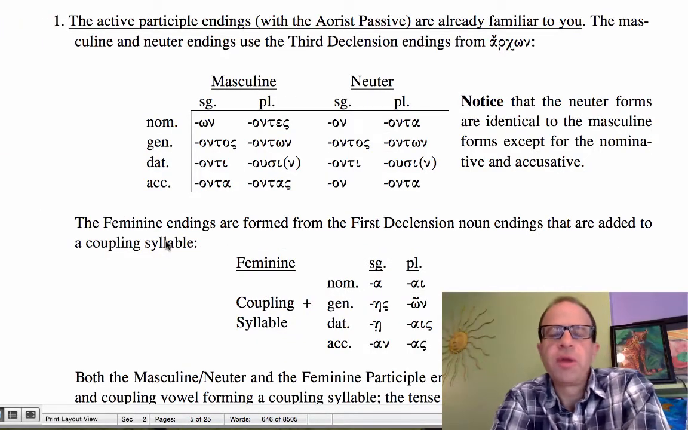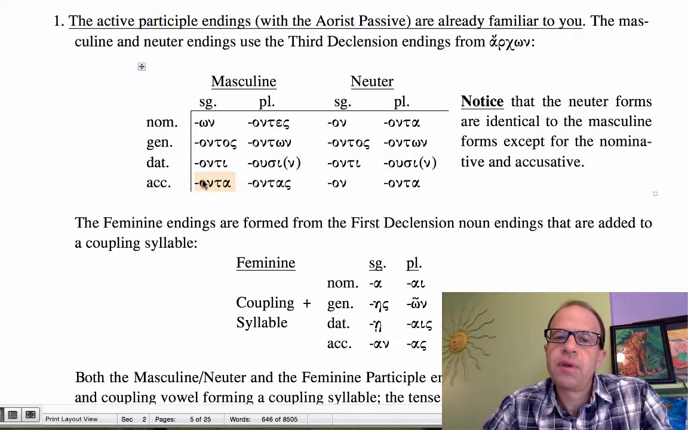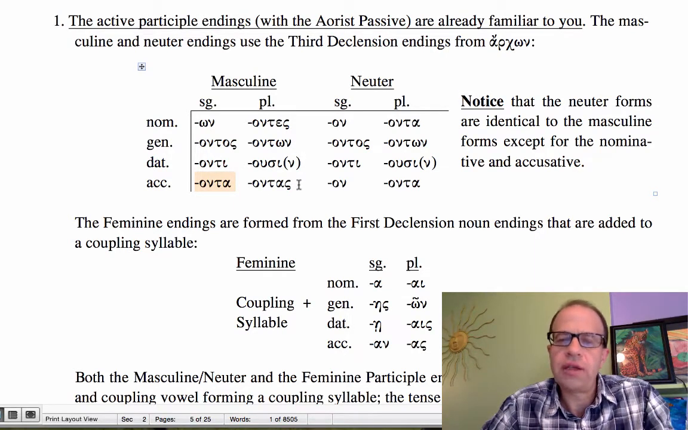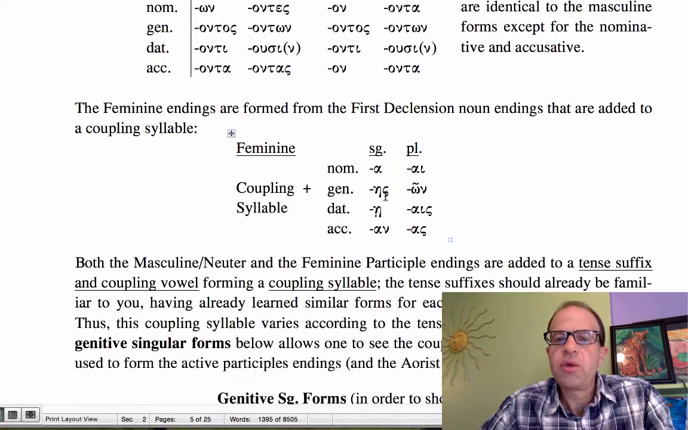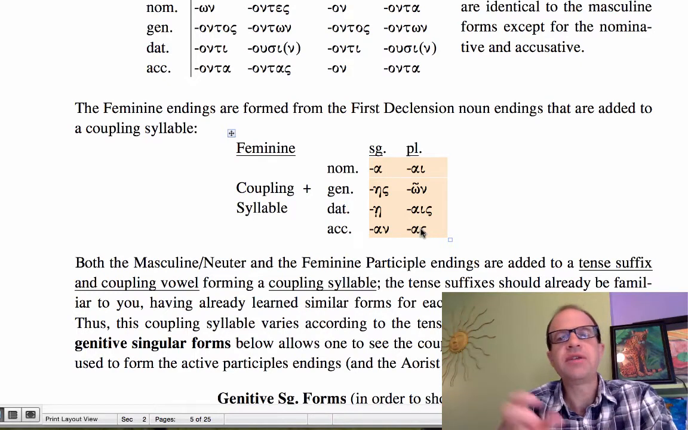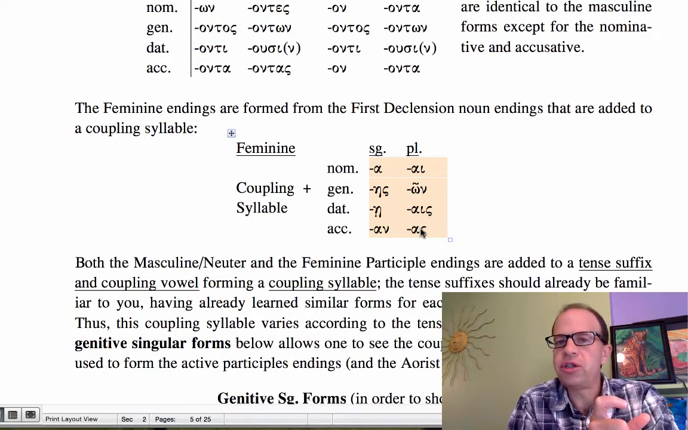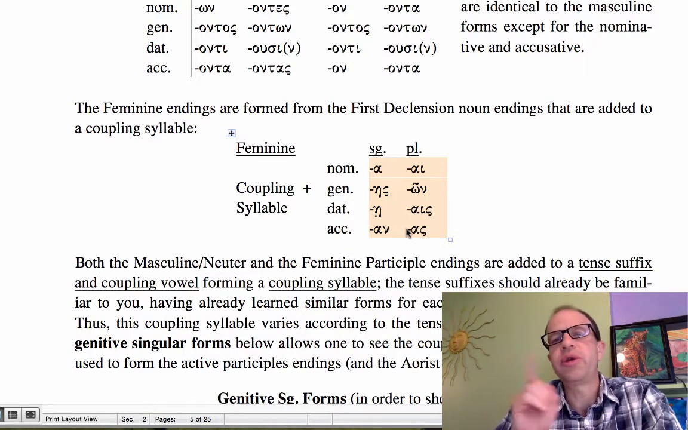Here are the active endings of the participle. Their third declension endings. On, ontos, onti, onta. So nominative, genitive, dative, singular. And then you have ontes, onton, ousin, ontas. The neuter is formed similarly, except with the neuter singular nominative and accusative being the same forms, on, and then the plural having onta. The feminine are formed with a coupling syllable and then using the first declension endings. So participles are 3-1-3 adjectives. That is, the masculine uses third declension, the feminine uses the first declension, and the neuter uses third declension. I should say the active formation of the participle is 3-1-3.